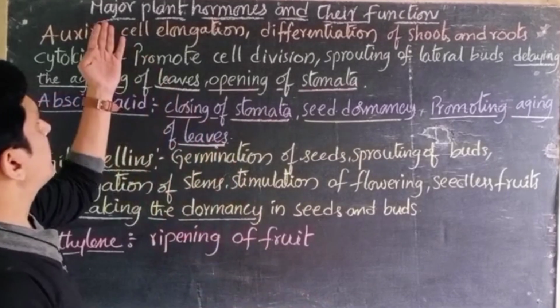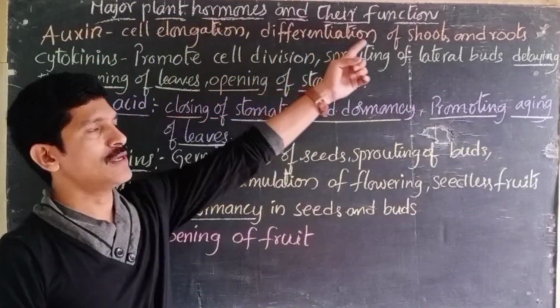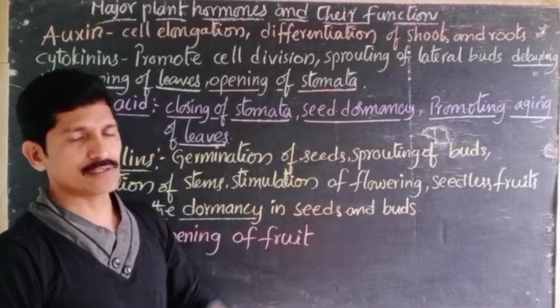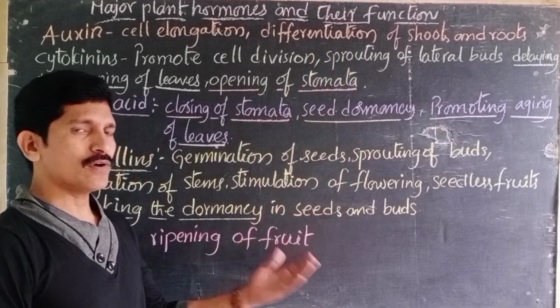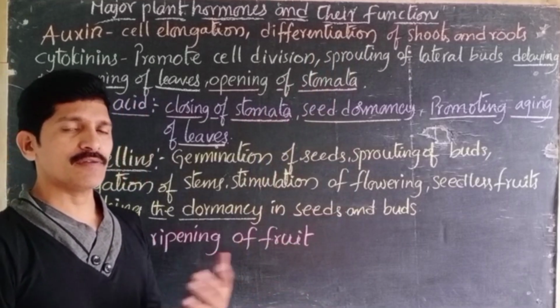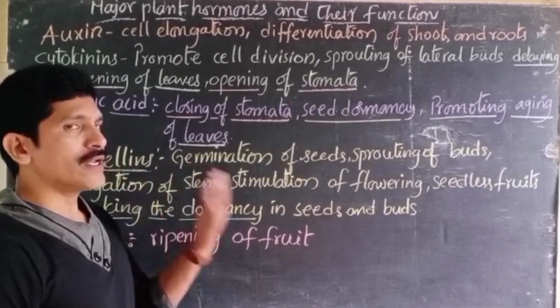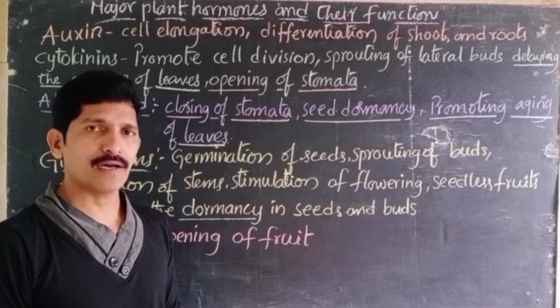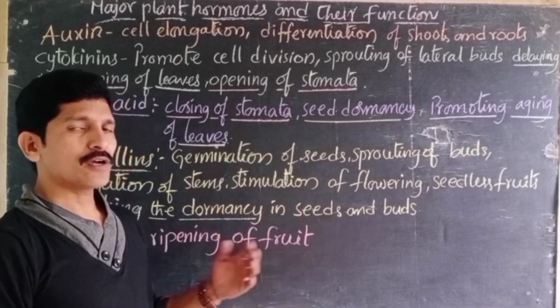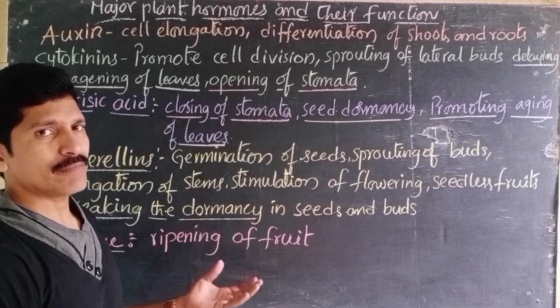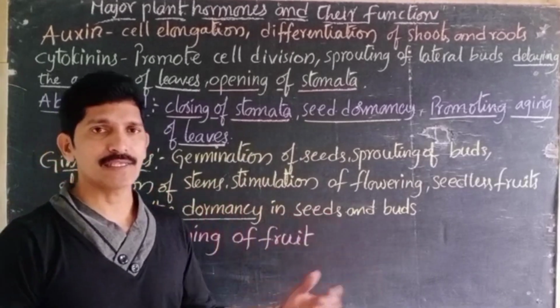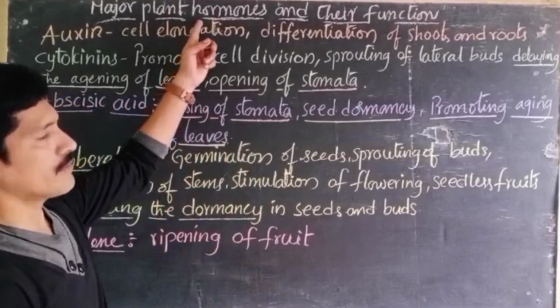Let's discuss the major plant hormones and their actions or functions. Plants are also living organisms, we know that, and they are also performing many biological activities. Coordination is also needed in plants like animals, right? The coordination in plants is also brought about by some chemical substances usually called hormones.